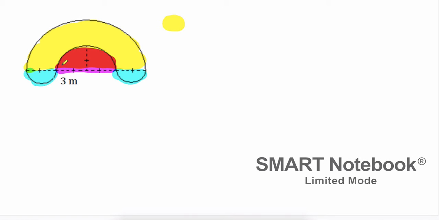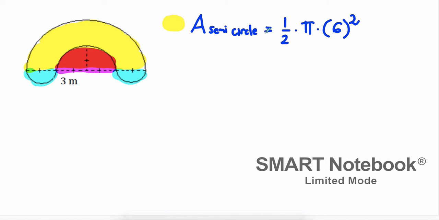here. Okay, so this will be a semicircle with radius 3 plus 3. You see that? So the radius of the yellow semicircle is 3 plus 3, which is 6. Okay, so let's try that. The area of the yellow semicircle is half times pi times radius, which is 6 squared. And we have the half here because it's just a semicircle, only half of a circle.